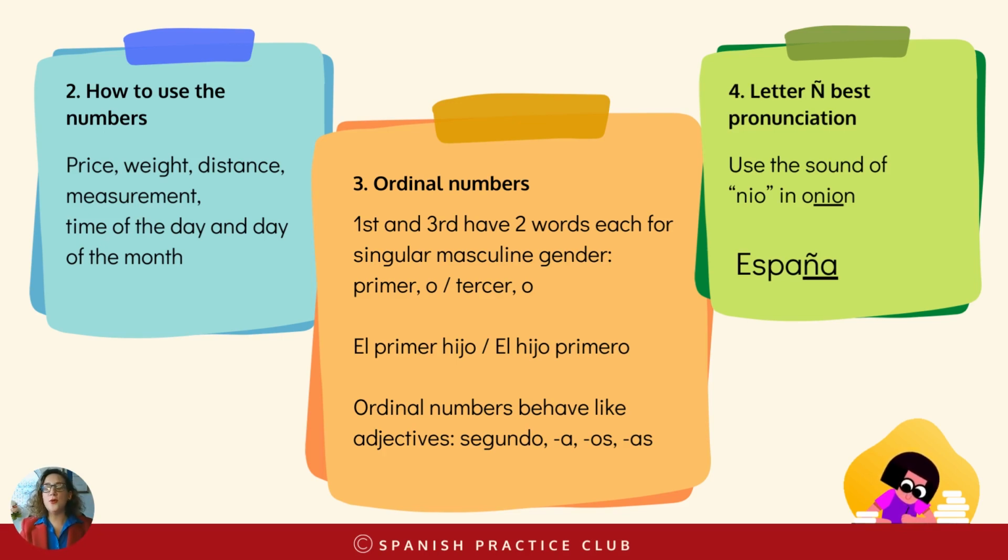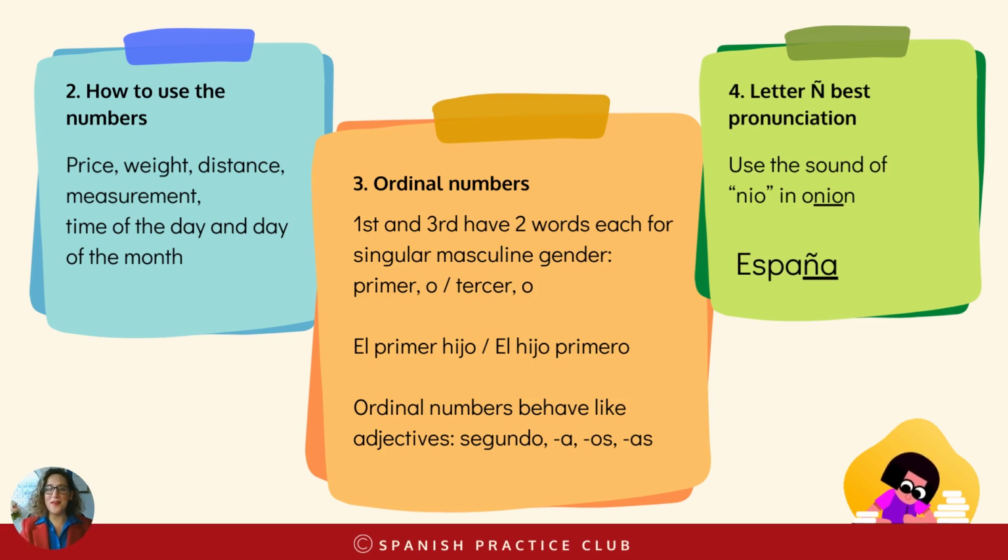You would need to know what these words are, so these have been included in the lesson. We have also learned how the numbers first and third are irregular and how we use them with word order, and how the ordinal numbers behave like Spanish adjectives. So they will be placed either before or after the noun, depending on how you want to convey that message.